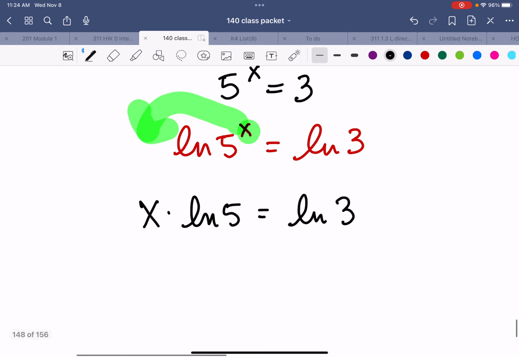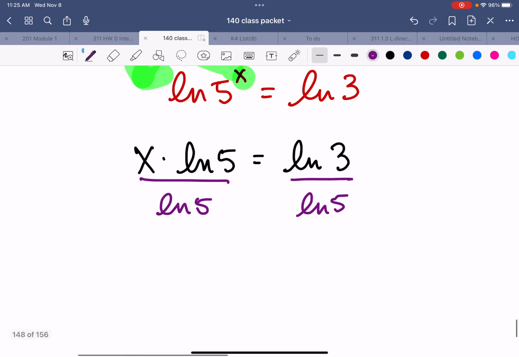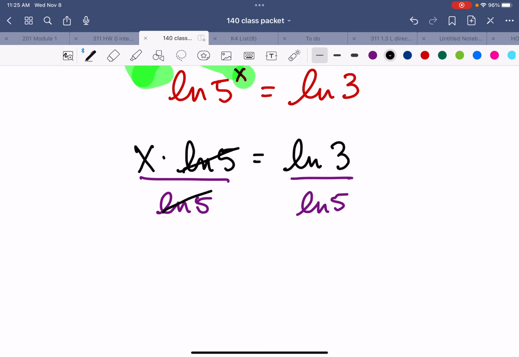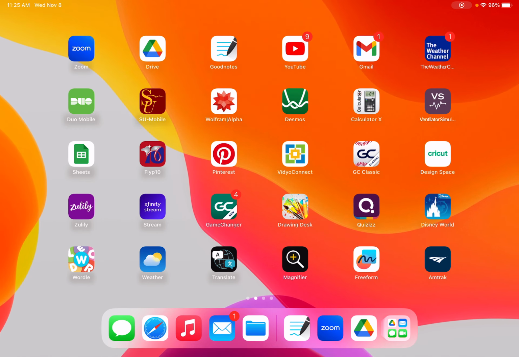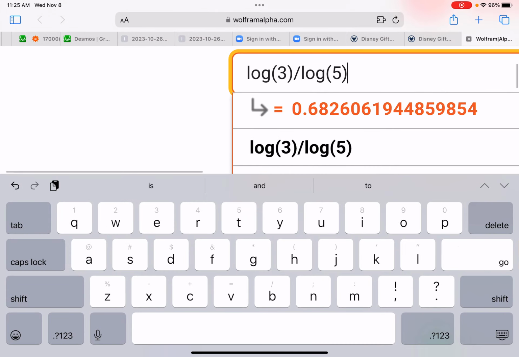And now again, we're in that same situation where our x is multiplying the ln 5. So if I divide both sides by ln 5, the number ln 5, I will be able to get my x by itself, right? So that'll give me x equals natural log of 3 divided by the natural log of 5. And again, we would just go to our calculator and calculate this, okay? And if all goes well and we did it right, then we should get the same exact answer.